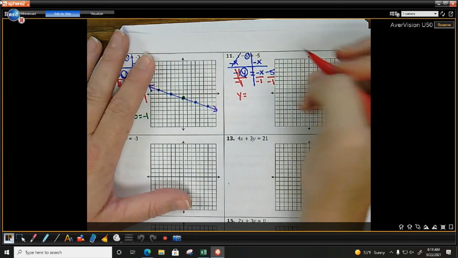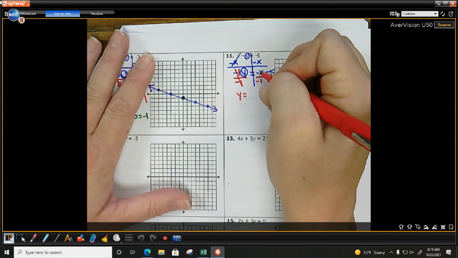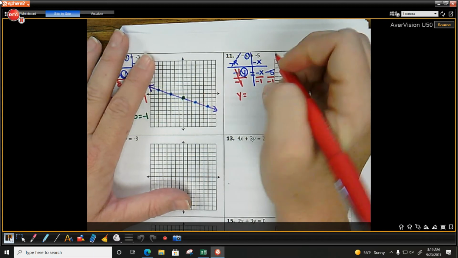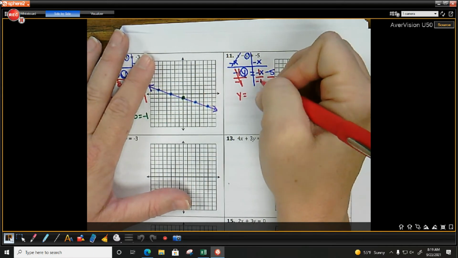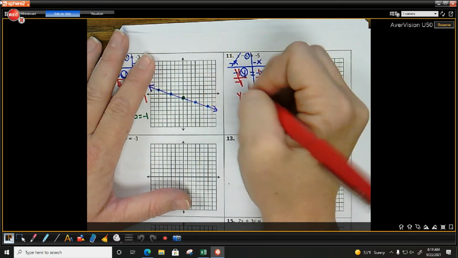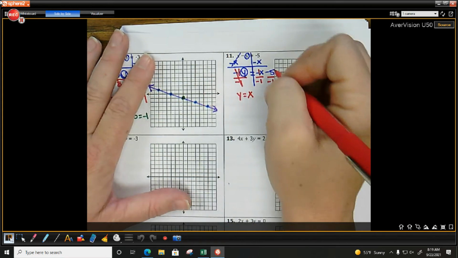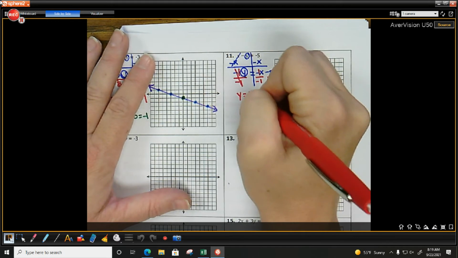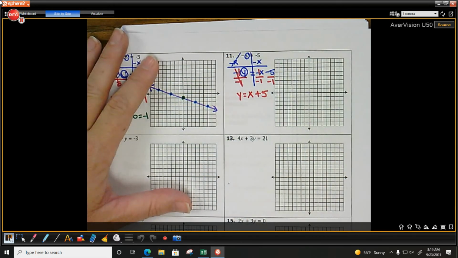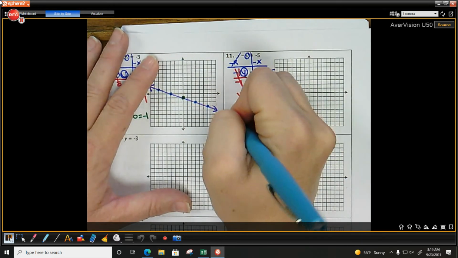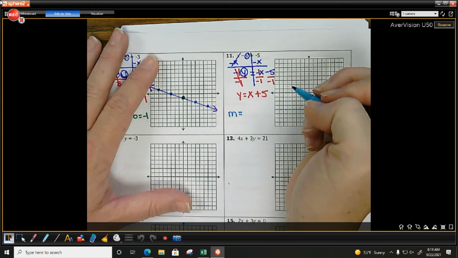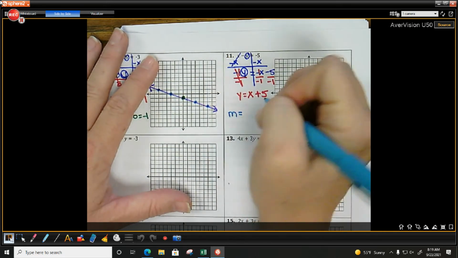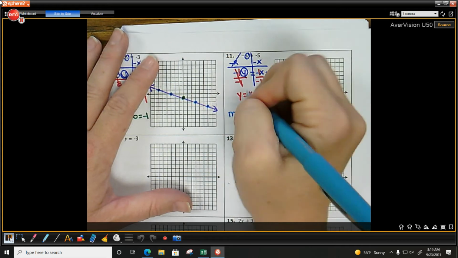What's my x's coefficient in the numerator? Negative 1. What's negative 1 over negative 1? So they cancel, and I get x. What's negative 5 divided by negative 1? Positive 5. Good job. So my m is what? Just 1. So we're 1. And what's my b?